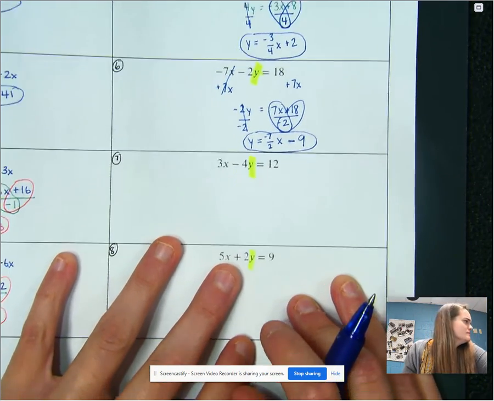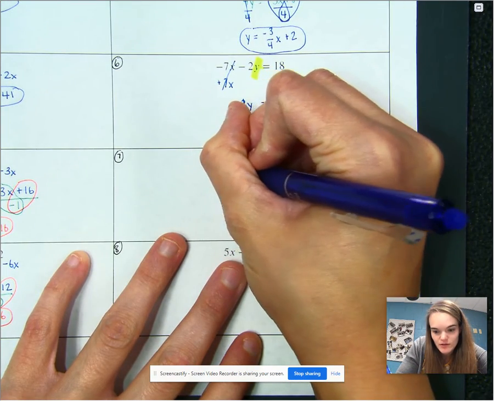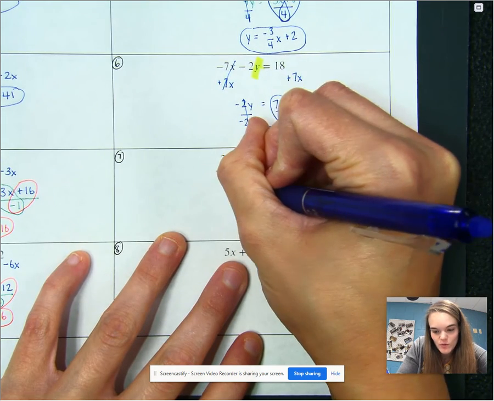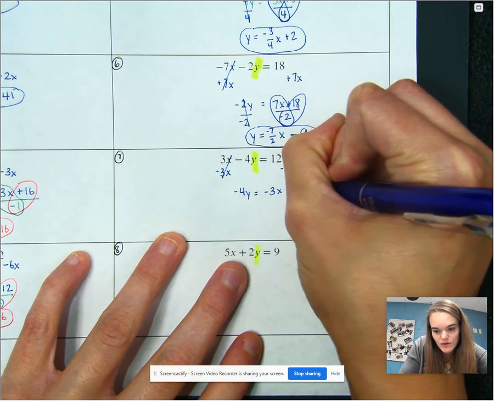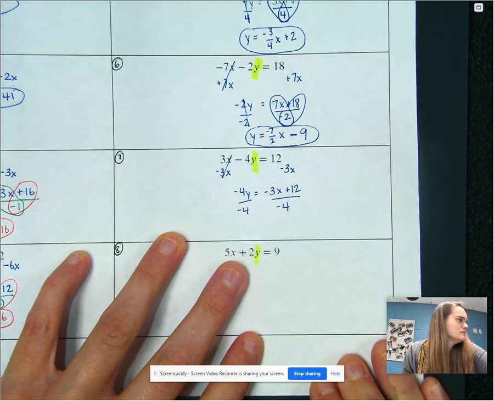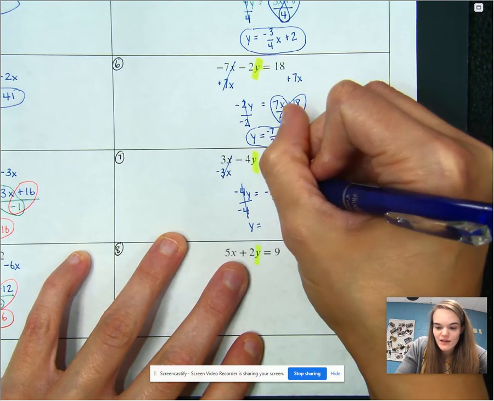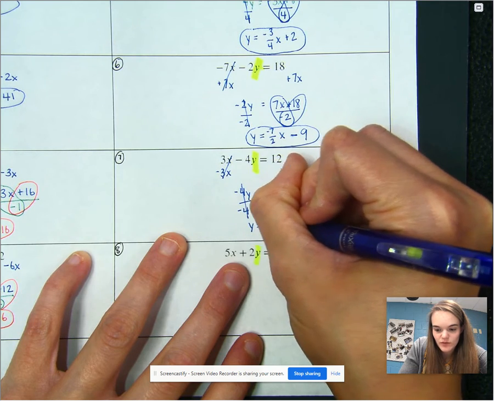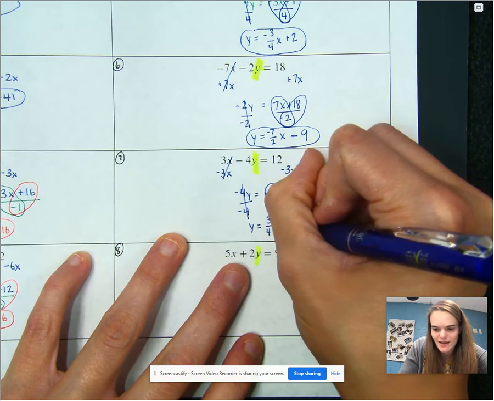Number 7. Subtract 3x. Negative 4y equals negative 3x plus 12. Divided by negative 4. Y equals negative 3 divided by negative 4 is positive 3/4 x. 12 divided by negative 4 is negative 3.